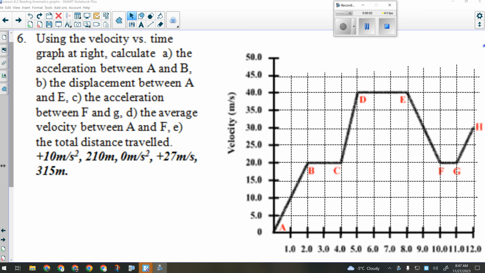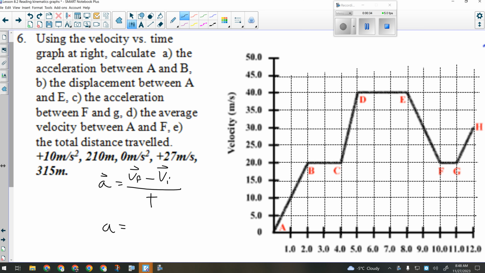All right, so we're looking at another velocity versus time graph here. And the first part of this question wants to know the acceleration between A and B. Well, last week we learned that you calculate average acceleration by taking your final velocity, subtracting your initial velocity, in other words, the change in velocity, divided by the change in time. Okay, so all I have to do then is read the two velocities off the graph and the time off the graph and plug them into the formula for part A of this question.